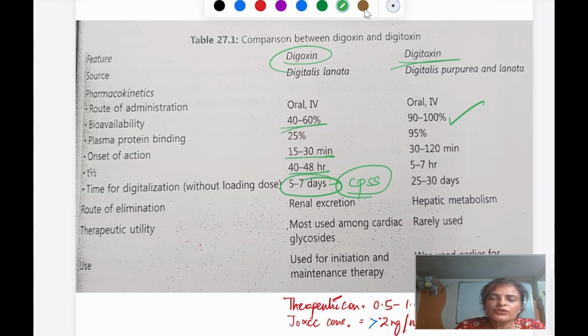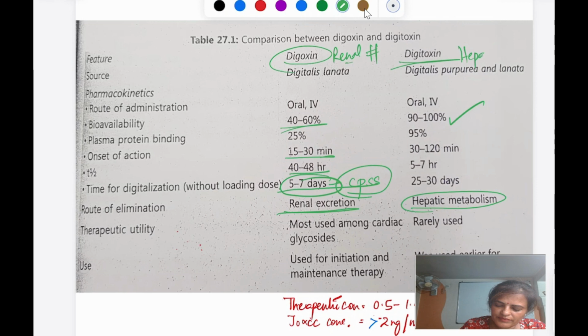So if you want early action, if you have an emergency, you can give a loading dose followed by the maintenance dose. Otherwise we do not use it. Another important difference between digoxin and digitoxin: digoxin gets excreted by the renal route, so in renal insufficiency this is contraindicated. Digitoxin is metabolized in the liver, so it is contraindicated in any hepatic insufficiency or disease. So you can see here, it was used earlier, now it is used very little. Actually, rarely is not the right word, it is not used.